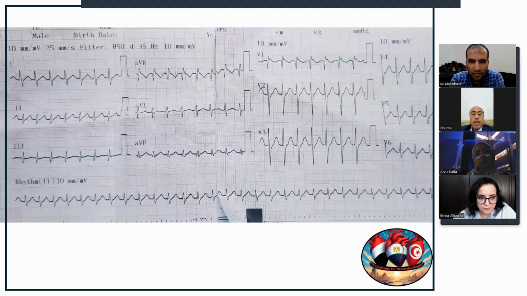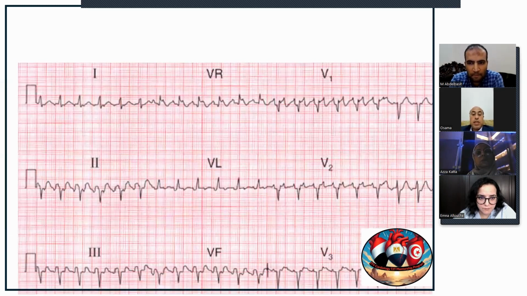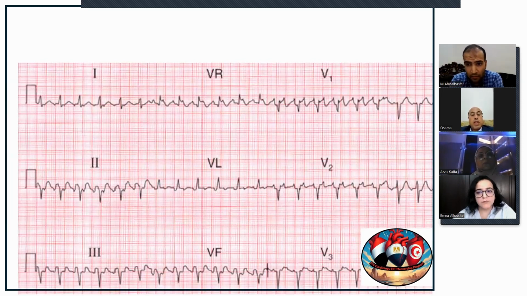In the next slide, we again have a clear pseudo R prime in V1 if we compare with the sinus rhythm. So it is again AV nodal reentrant tachycardia, which is the most common tachycardia. This tachycardia usually finishes with an atrium. Here we have a narrow complex tachycardia, which is regular, with a heart rate between 140 and 150.